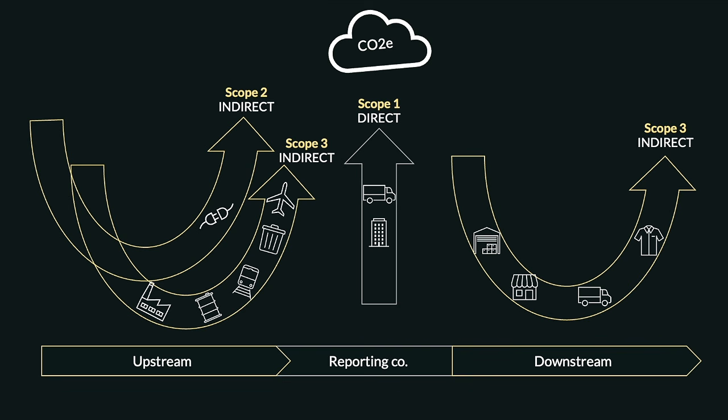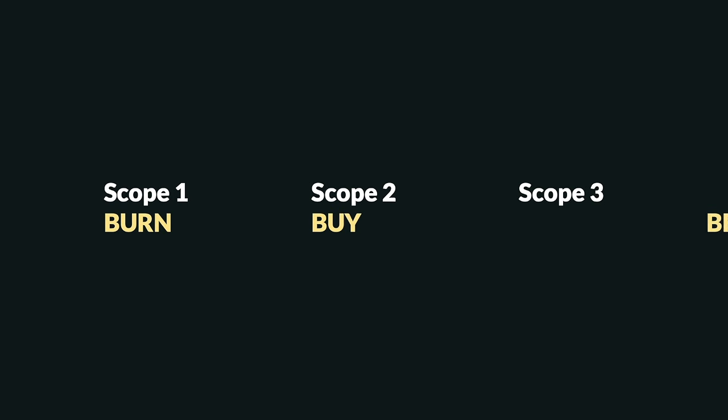There are 15 categories of Scope 3 emissions. Unless you own physical assets, the majority of your emissions will likely be Scope 3. And I have a spoiler alert. They're also the most difficult to measure. So again, a good shorthand for remembering the scopes are the 3 B's. Scope 1, burn, Scope 2, buy, and Scope 3, beyond.